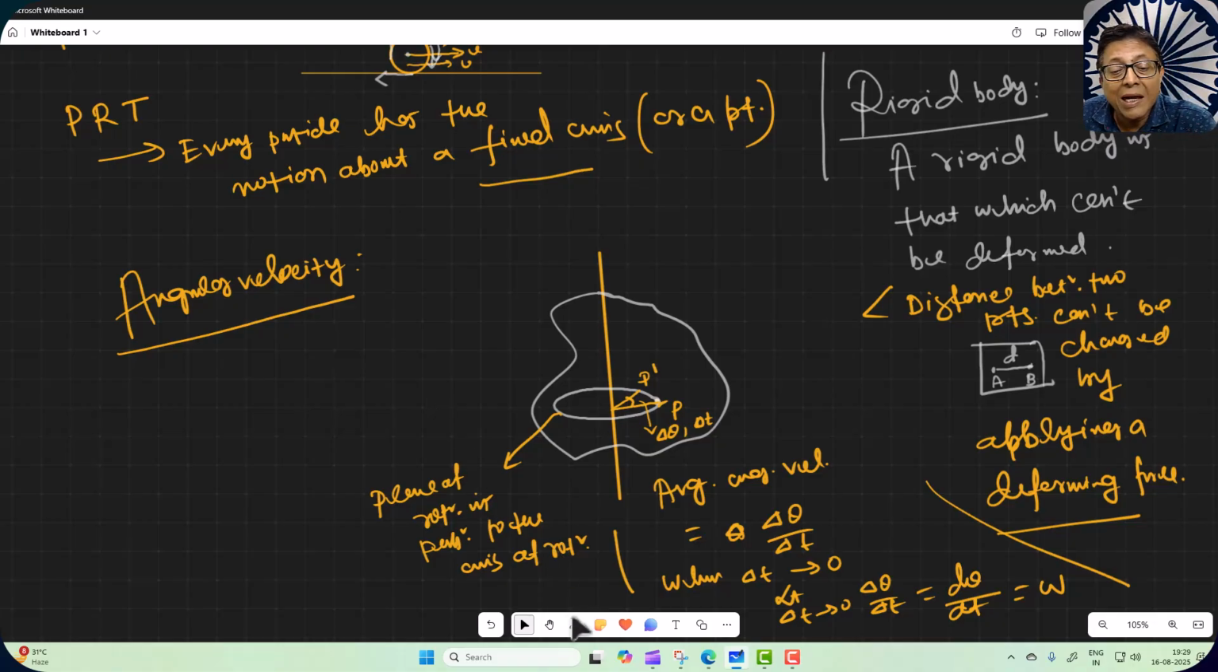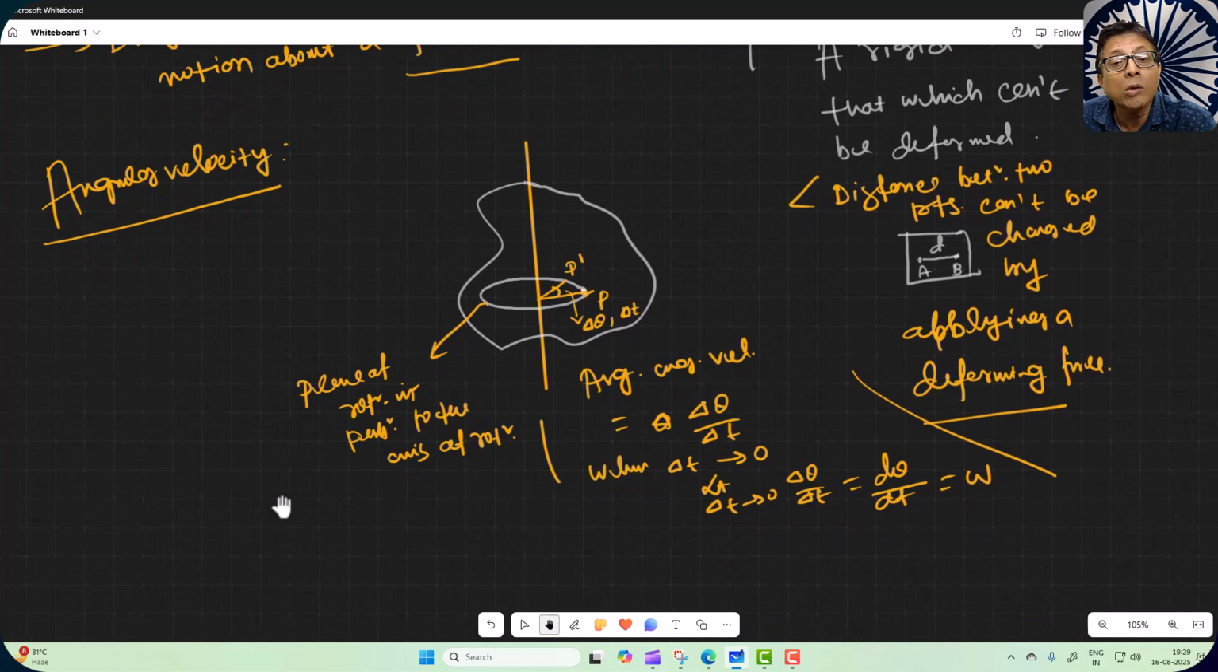And this is the angular velocity of all the particles. Particle here, any point about the axis of rotation, describing a circular path, center lies here. This one has angular velocity omega. This has angular velocity omega. Rigid body describing a rotational motion with angular velocity omega.